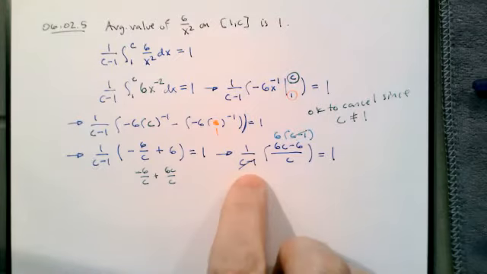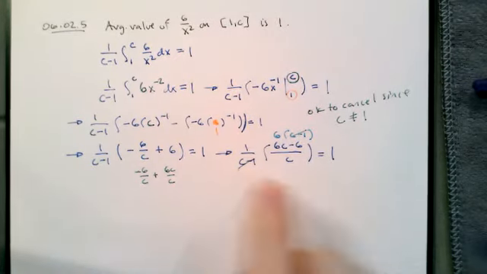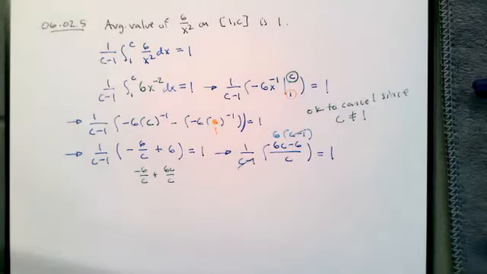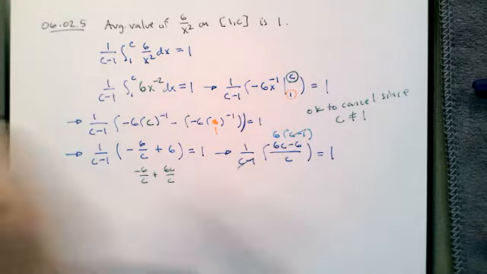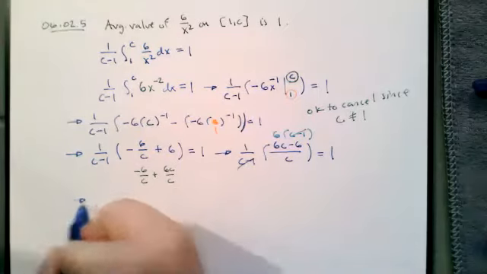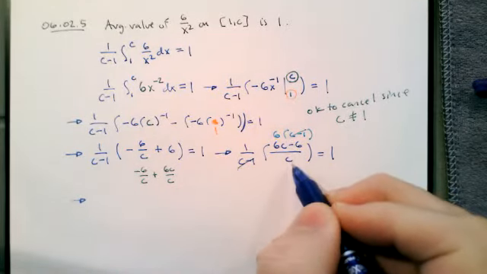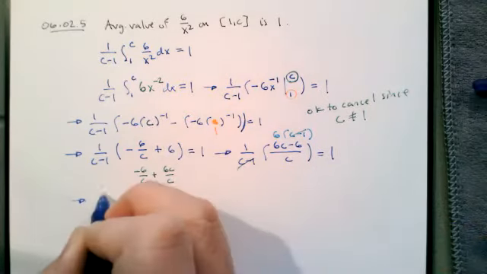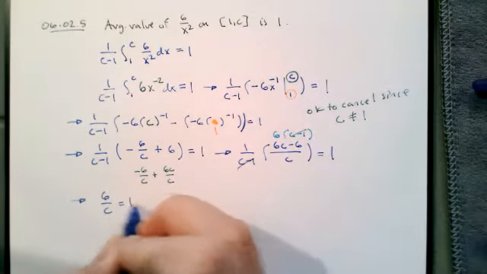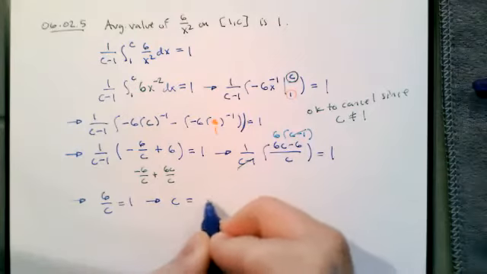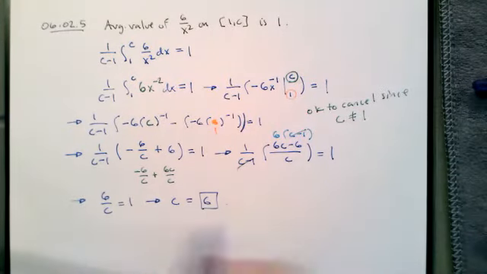Also, we could see down here that c is not going to be equal to 1 because we're dividing by 1 over c minus 1. Can't divide by 0. So what we're looking at, after all this algebraic manipulation, our equation, is 6 over c is equal to 1. And that tells us that c is equal to 6. Any questions?